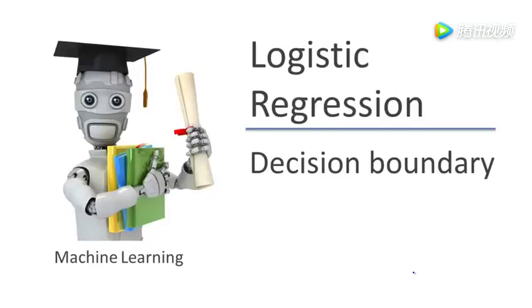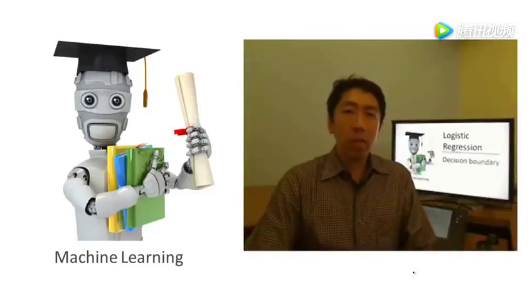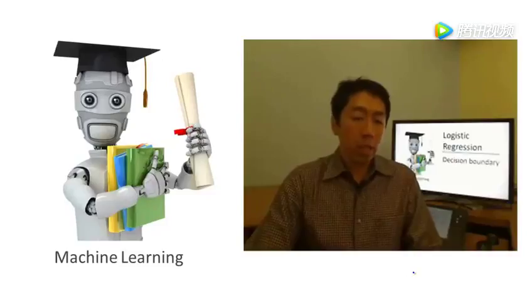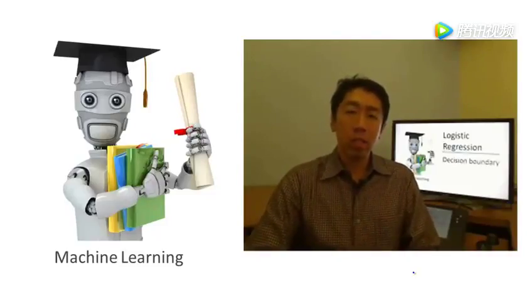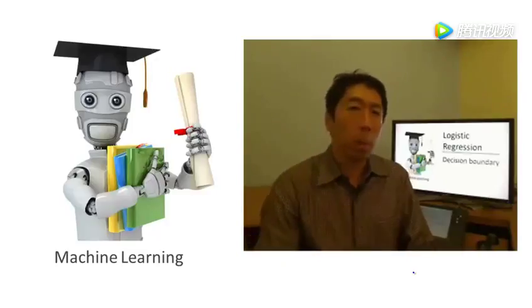In the last video, we talked about the hypothesis representation for logistic regression. What I'd like to do now is tell you about something called the decision boundary, and this will give us a better sense of what the logistic regression's hypothesis function is computing.